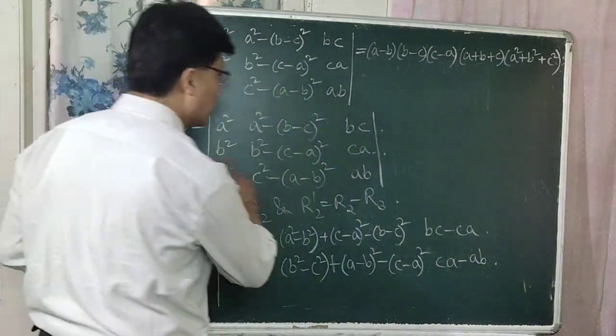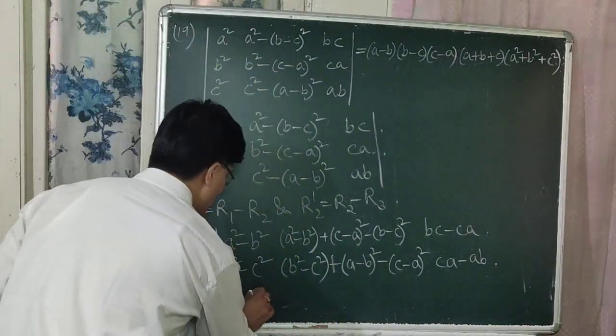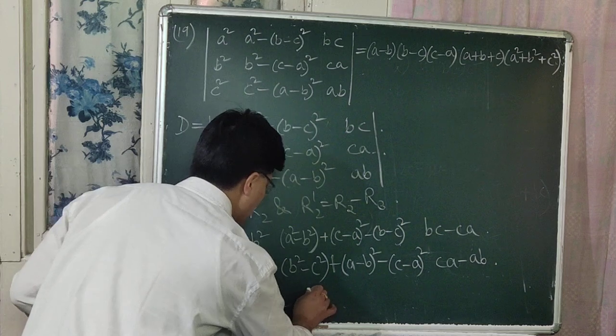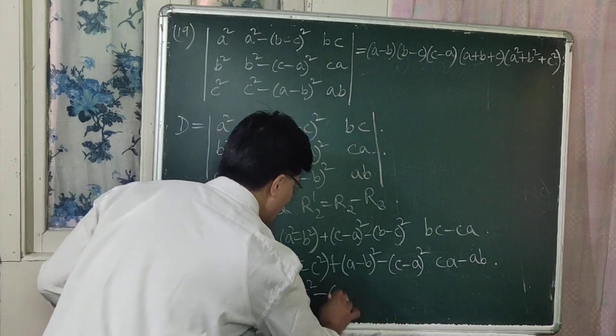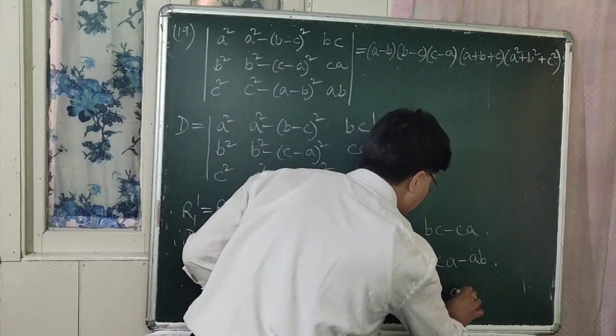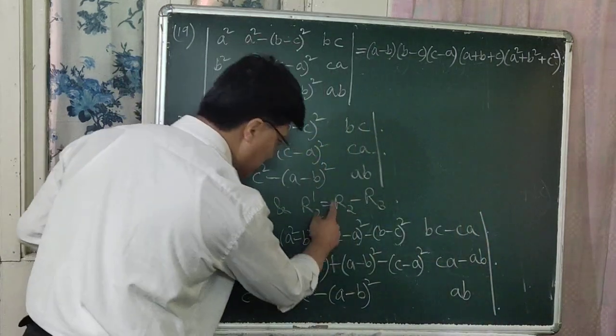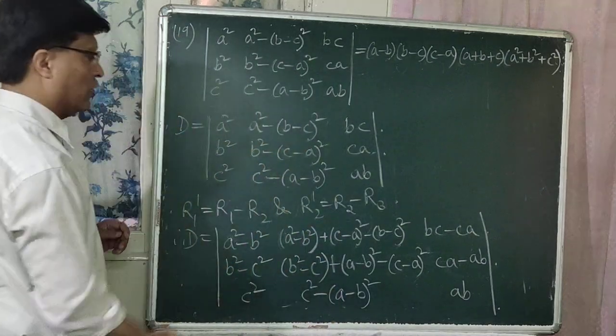Now what is the third row here? The third row remains the same. It is c square, minus a minus b whole square, then ab. This is your third column, this is your second column, this is your first column.